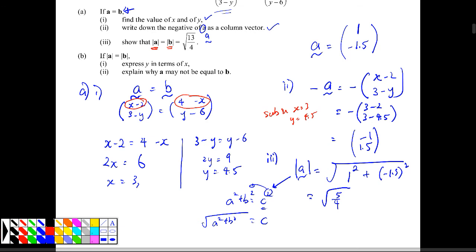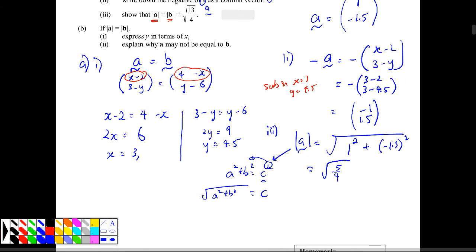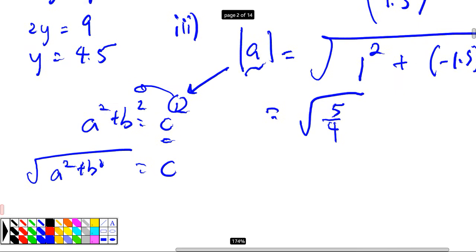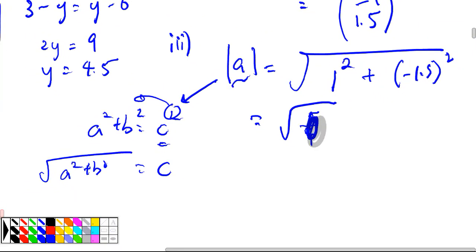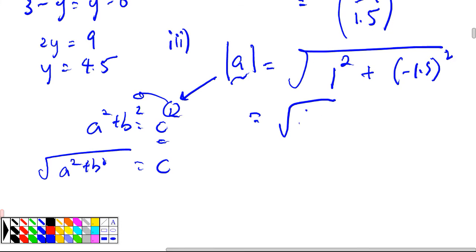Can you show me the calculator? Do you think the minus is inside or outside the bracket? Oops. Can you press your calculator and tell me the answer? Very weird. 13 over 4. 13 over 4. Oh, so this is 13. This is 13 over 4. Your turn.